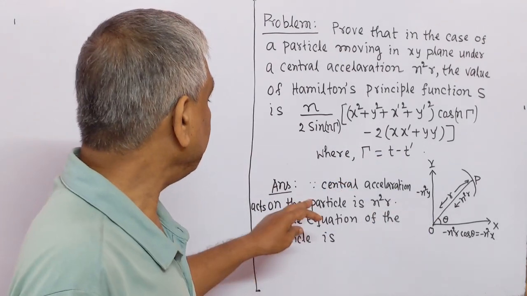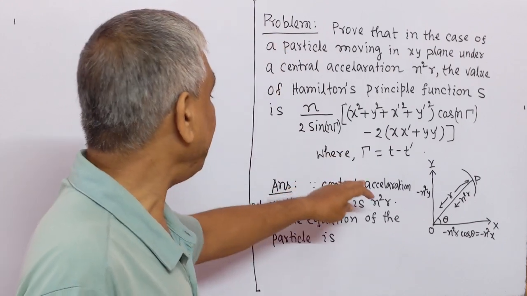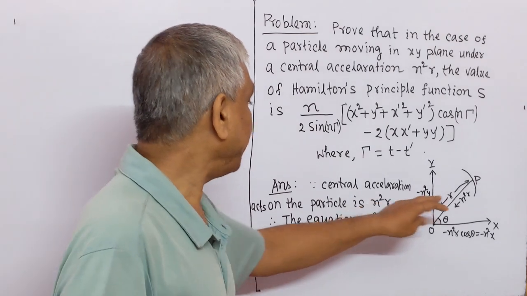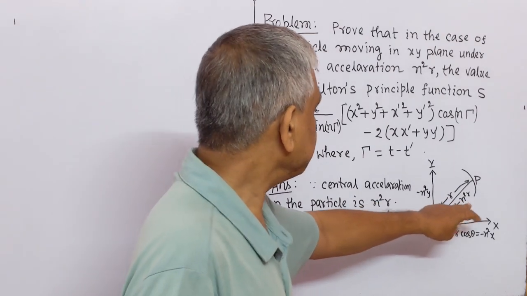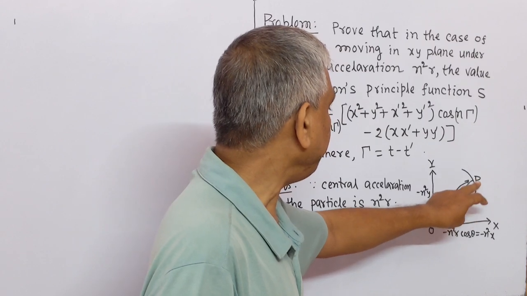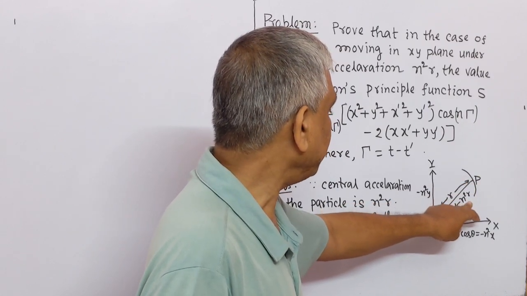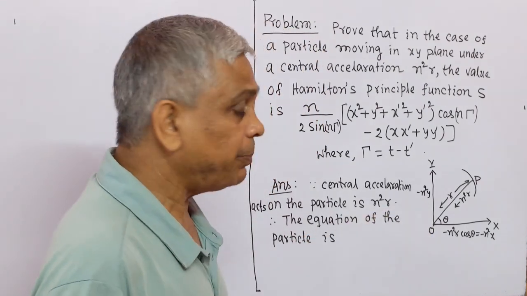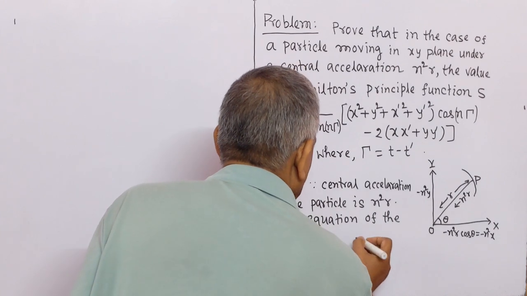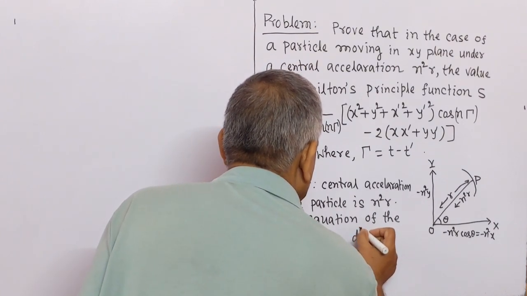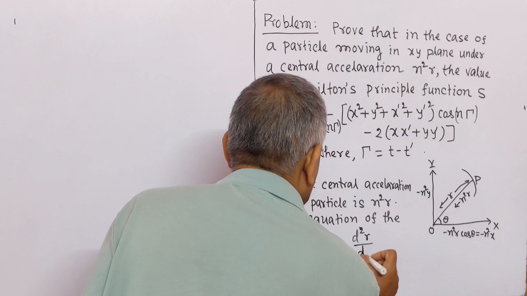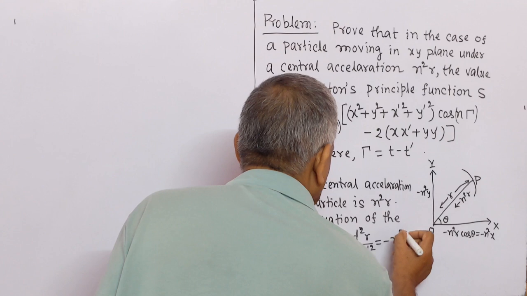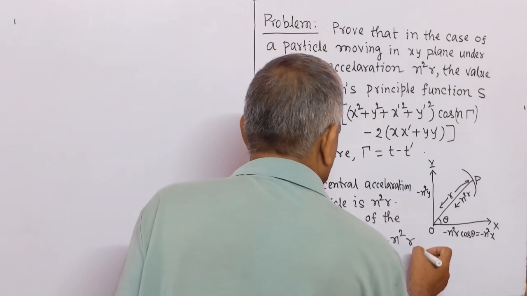Now we solve this. Since it is given that the central acceleration acting on the particle is n square r, and its direction is toward the origin O, therefore the equation of motion of the particle is acceleration d2r by dt square equal to minus n square r. Let this be number 1.